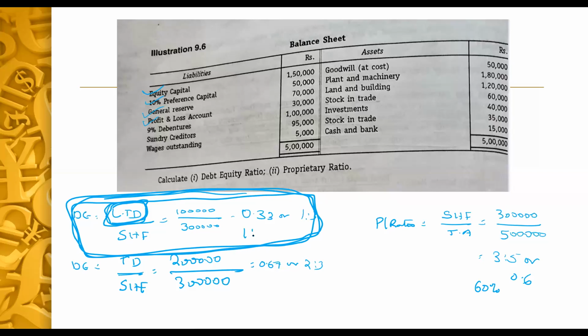Please give the interpretation for the debt equity ratio, the first method. This is debt and 3 is equity. For every 3 rupees of equity, 1 rupee of debt has been raised. Is it satisfactory or not?